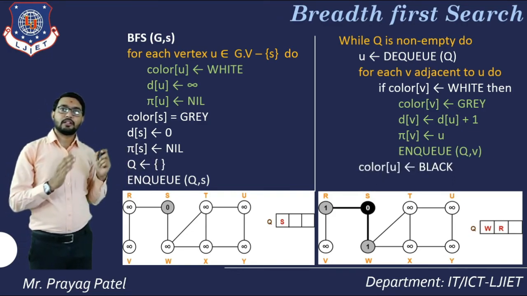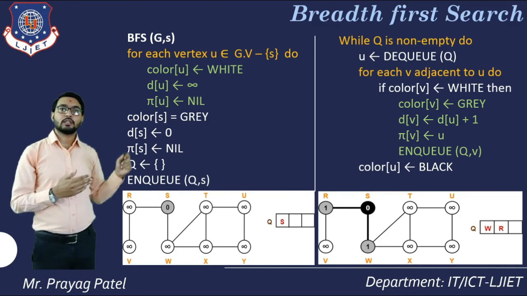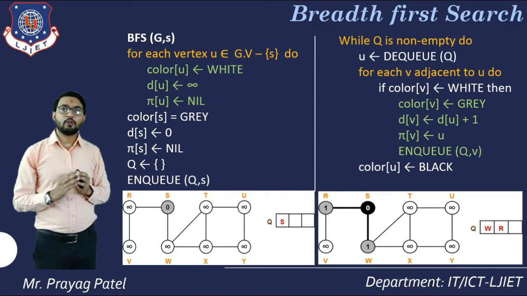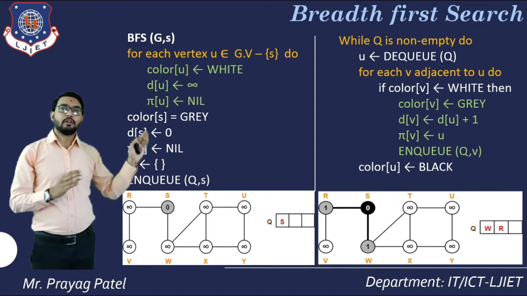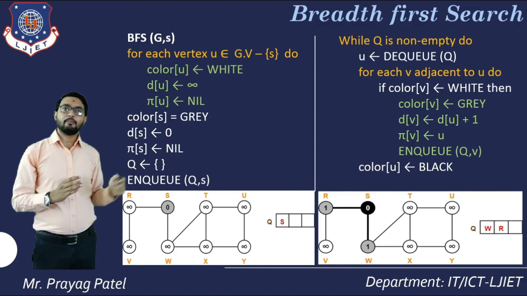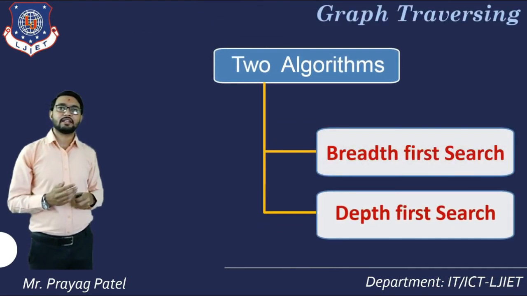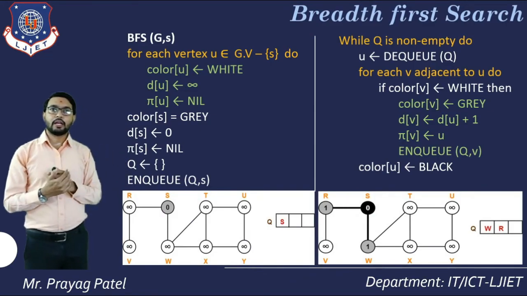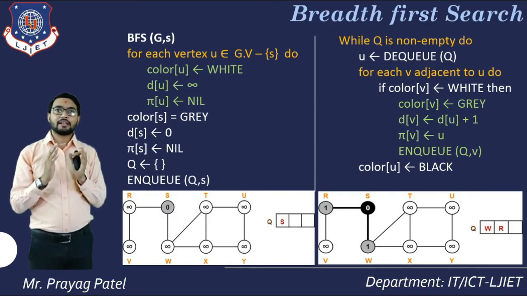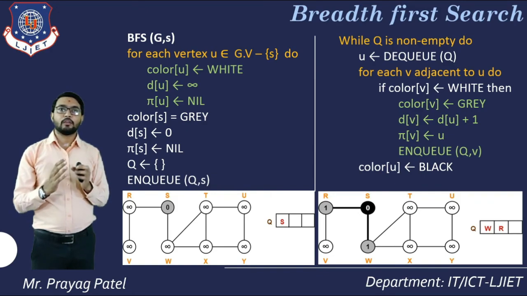Now lastly, color of U equal to black, because we have performed the operation for node U, meaning the node S as node U. So the color of node S is black. So this is the BFS algorithm, and in today's video lecture we learned about the example of BFS and the algorithm of BFS.